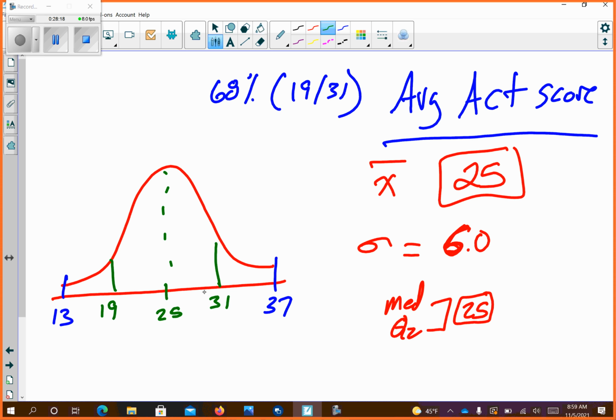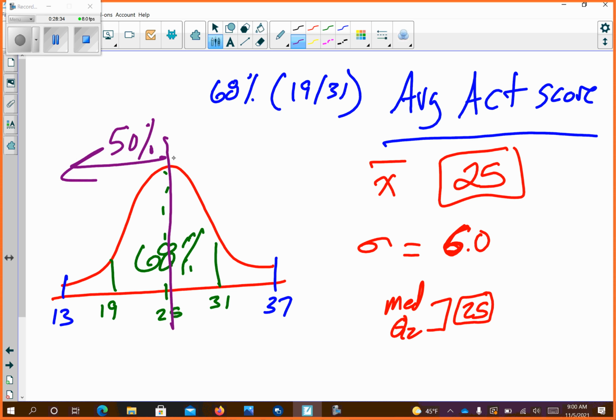So where are you going to score on this? Again, 68% falls here. And then if you break this down, if I went from here over, you're talking about 50% of my data is that way. From here up, 50% of my data is that way. So half scored above the average, half scored below the average, half scored above the median, half scored below the median. And then you could break it into the other category saying, well, this is 13.5, and then this is a smaller region that you're talking about.